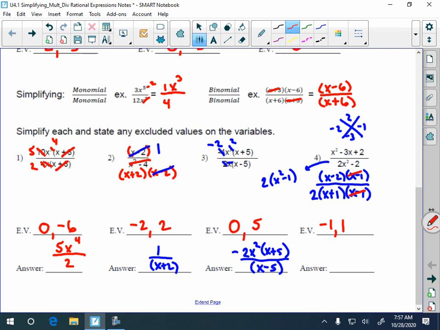The x minus 2, that 2 cannot cancel with the 2 that's on the bottom because the x minus 2 belongs to the binomial. And that 2 in the very front at the bottom is a monomial. All right, so all I have now is x minus 2 on top. On the bottom I have a 2 and then an x plus 1. All right, so let's keep going.